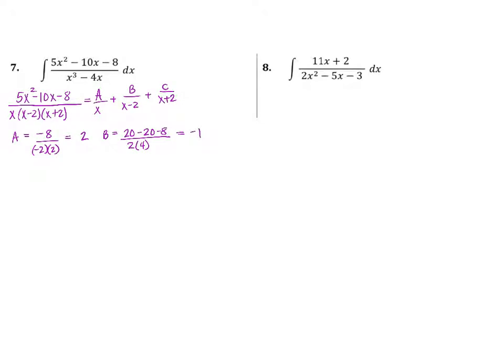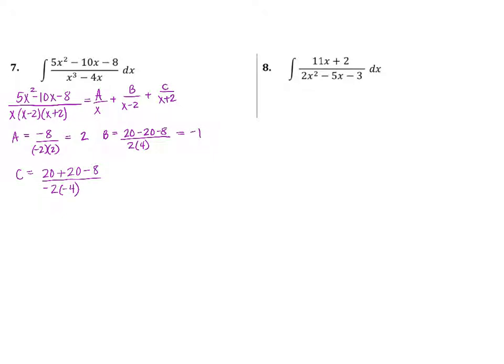And then c, we are plugging in negative 2. So that's going to be negative 2, so 4 times 20, and then plus 20 minus 8. And then all of that is going to be over. Going to have negative 2 times negative 4.